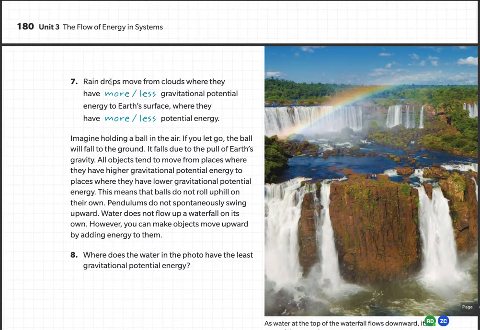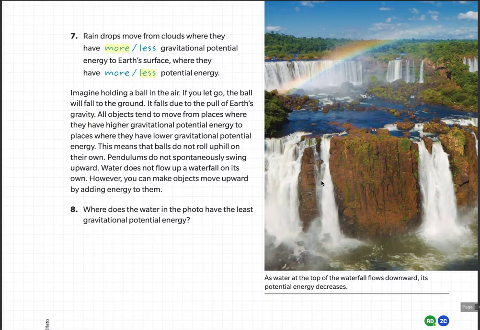So raindrops move from clouds where they have more potential energy to Earth's surface where they have less gravitational potential energy. When they're in the sky, there's a lot of potential for them to go somewhere, and the potential is for them to go down. But when they're on the Earth's surface, there's very little or no potential for them to continue going down. Even if you're, say, right here, a water drop from here has potential to go down the waterfall, but you still have less potential energy than when you were way up in the cloud.